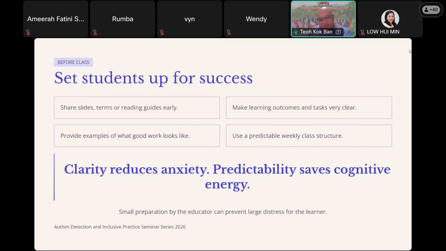What can we actually do? So let us start before the class begins. One simple practice is to share slides earlier, key terminology or reading guidance when it is possible. Why is that so? Because some students benefit from seeing the material before they need to process it live, because they need processing time.